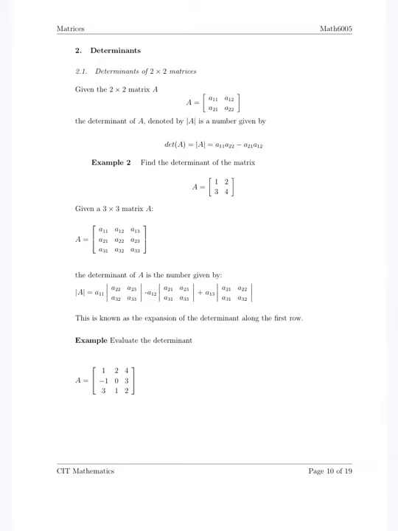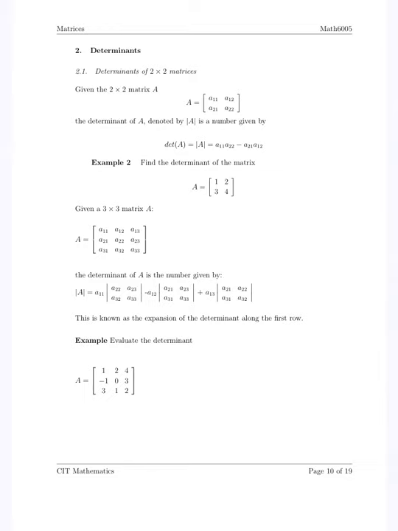Now we're going to introduce determinants. So a determinant is a number that you calculate from a matrix. And for the moment, that's all it is. It has lots of useful properties and relevance, but for the moment we'll just look at how to calculate a determinant from a matrix, and then we'll look at some properties of determinants.